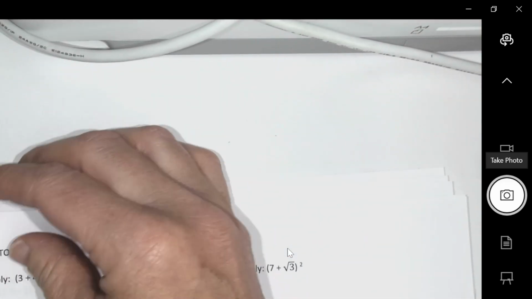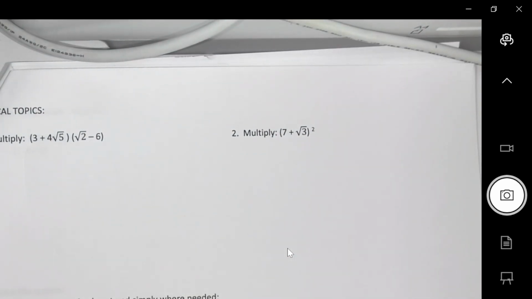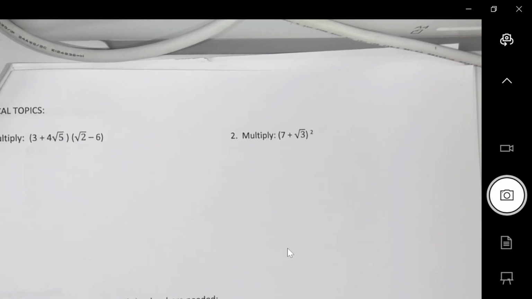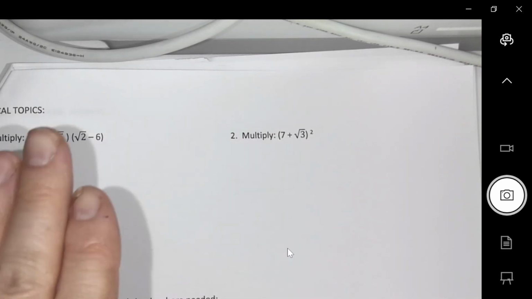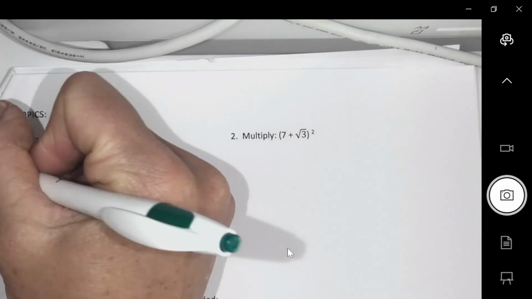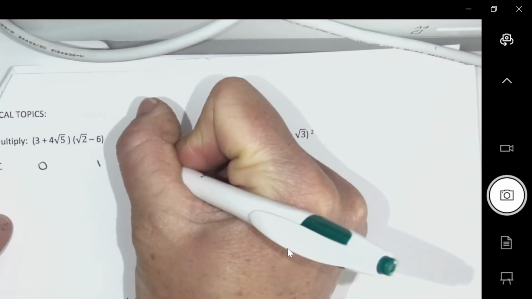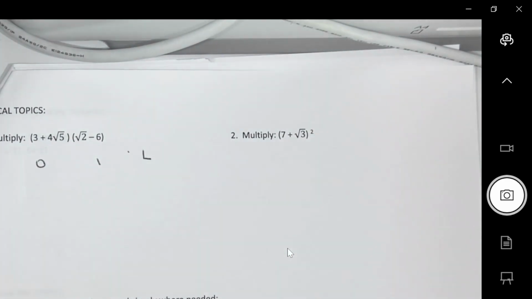All right, the next unit is radicals. Okay, so here's an example of a binomial. So you will have to FOIL this out.